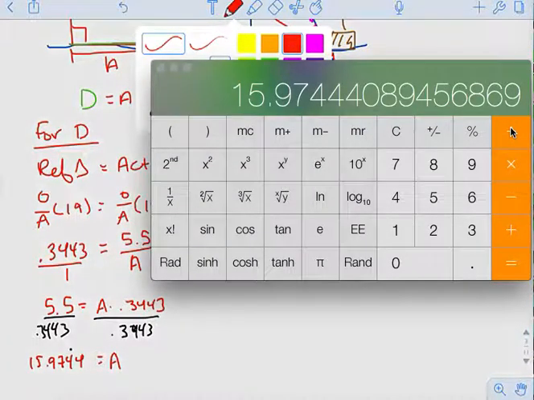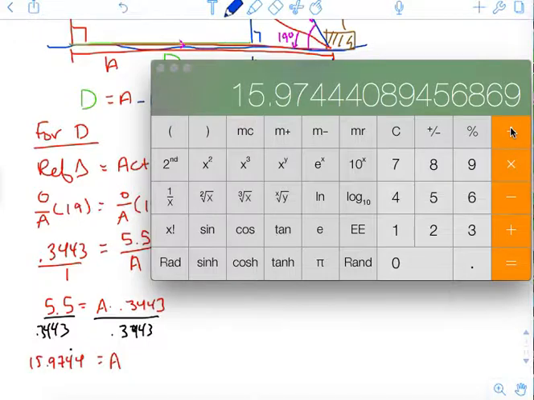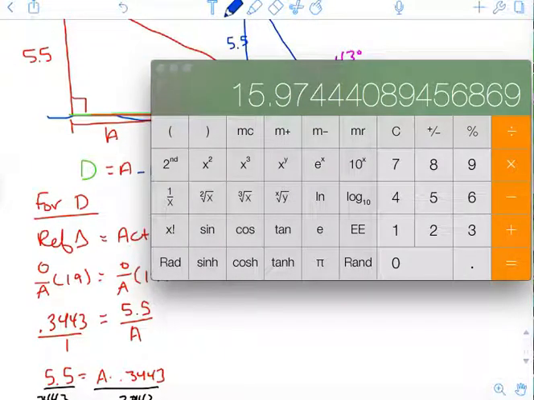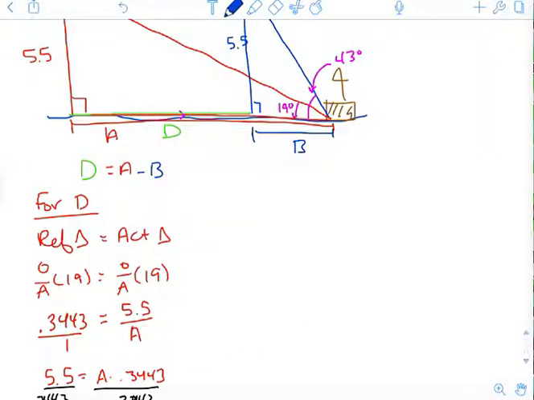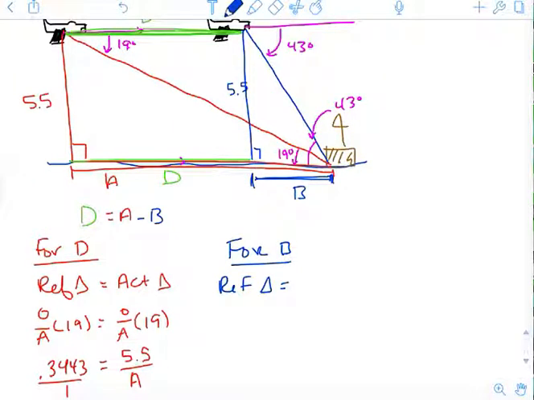I need to find the small value, this distance from when he stopped. Oops, I'm sorry, I'm covering the whole thing. So I need to now find this distance B, the distance across the water from his second point of view. So for B, it seems like I'm going to find the same pieces, so I'll probably be able to just reference my old work. I have my reference triangle, actual triangle. I want to find B, which is an adjacent.